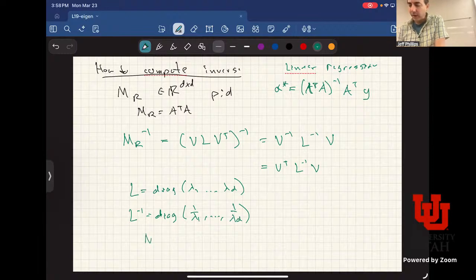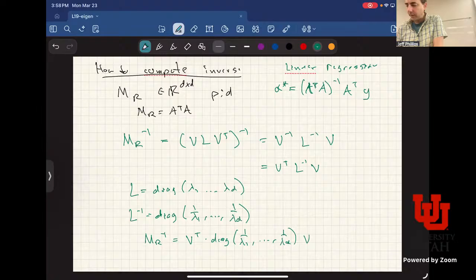So M inverse is just going to be V transpose times the diagonal matrix of 1 over lambda 1 dot dot dot 1 over lambda D, times V. Now there are no operations we don't know how to do here. We know algorithmically how to do the transpose, and how to decompose to the diagonal elements and do 1 over those elements. So now we know how to take the inverse of the matrix, assuming we know how to get the eigen decomposition.